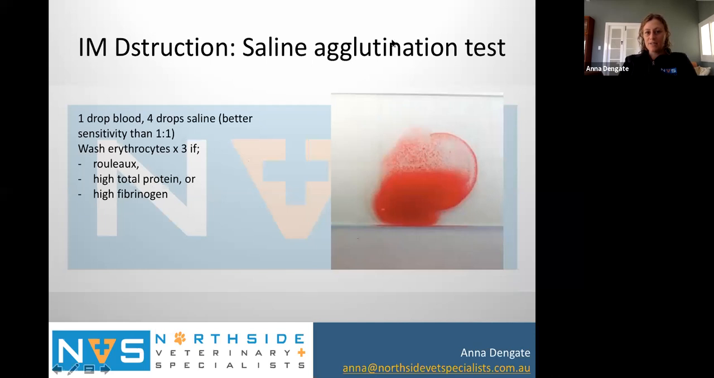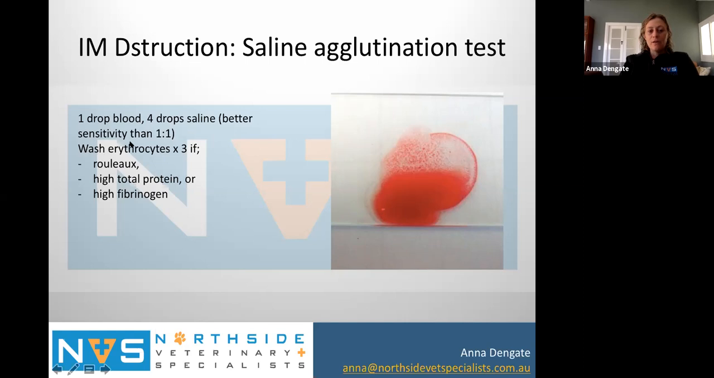The second is a positive saline agglutination test. So we want to do one drop of blood with four drops of saline. They've done sensitivity and specificity testing with the different ratios. I always used to do 1:1, but one drop of blood to four drops of saline has better sensitivity than 1:1.